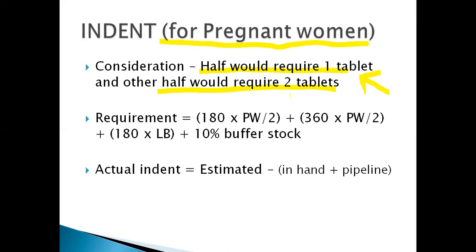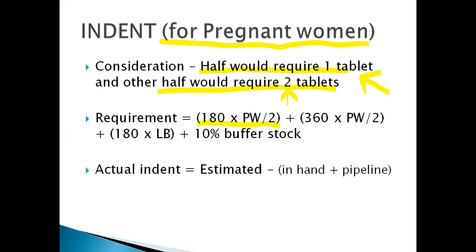And when we talk about two tablets, we are basically talking about the IFA treatment, the oral iron and folic acid treatment. Around 50% anemia is there. Actually, it is much more than 50%, but for this calculation we have taken 50% anemia amongst pregnant women. So 50% of your pregnant women would require prophylaxis and 50% would require treatment. Accordingly, the formula becomes 180 into PW by 2. PW means the number of pregnant women in your area.